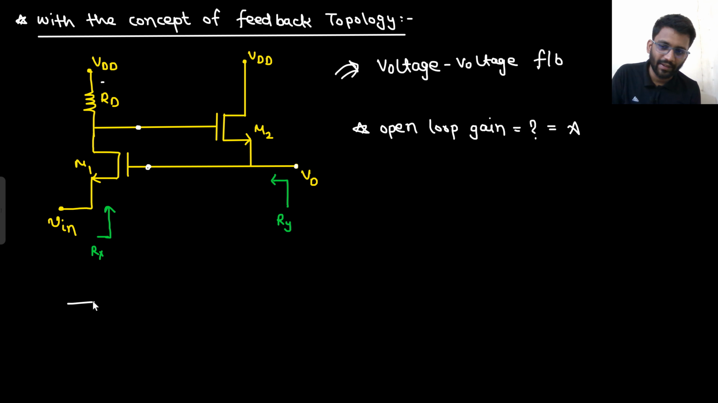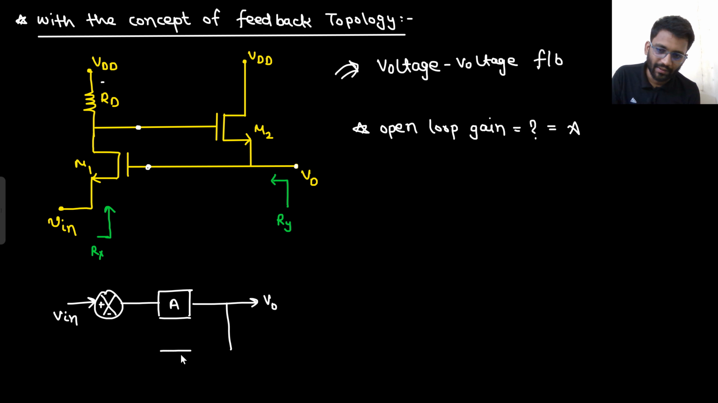Let's draw the diagram here once again. This was your V in. This was your gain A. This was your V naught. V naught was being fed back and multiplied with the factor beta. And this was beta V naught, right? And this potential was V in minus beta V naught.